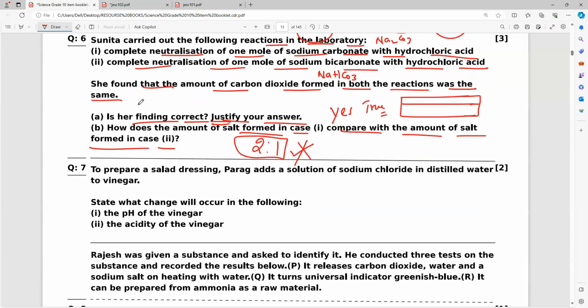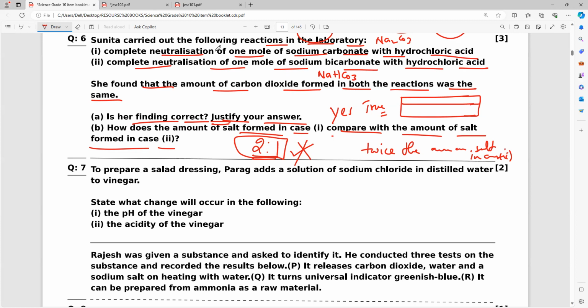What is the case 1? Case 1 is how many times more? Everybody. You should not write ratios here. They are not asking for ratios. You should write a sentence. How does the amount of salt formed compare? So in case 1, how many times is it more? Twice the amount of salt in case 2. So that is what you have to write. Is it okay, guys? Everybody? All of you?